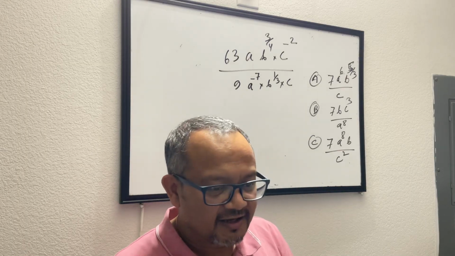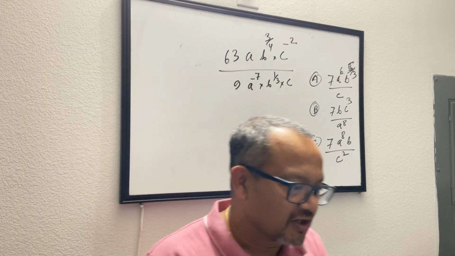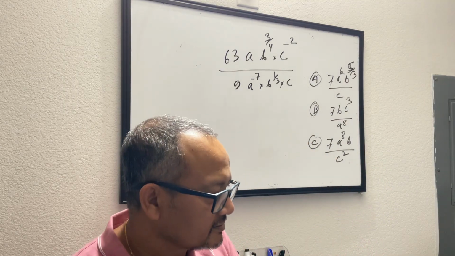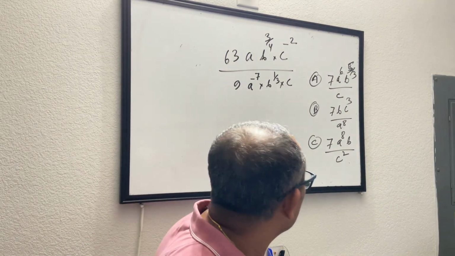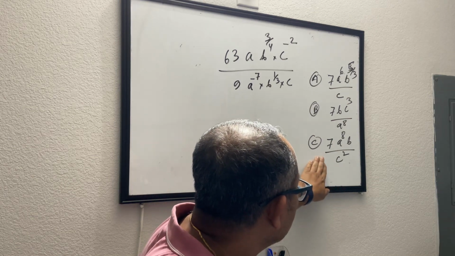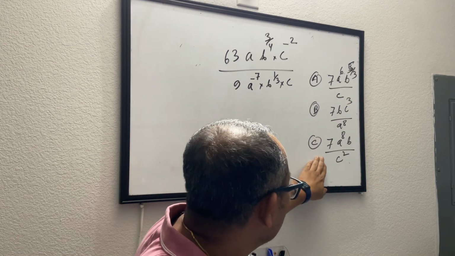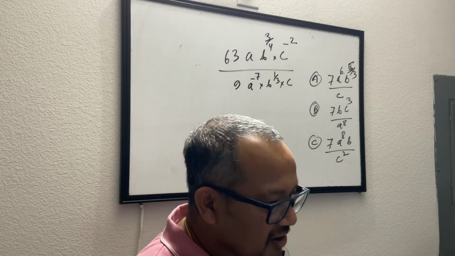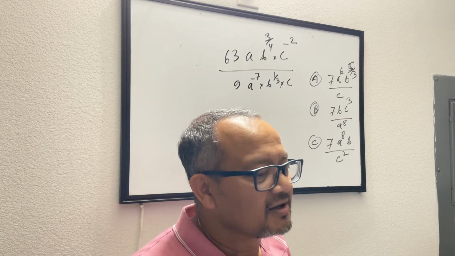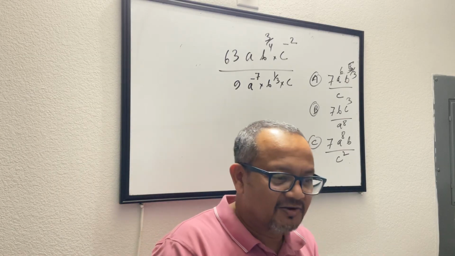All right. Sorry, kids. I'm back. Vasundhara, what is it that you got? I got 7a to the 8 times b to the 5/12 over c cubed. So basically, none of the options that you see on the board, correct? Yeah. Love it. Let's see what Abhi got.